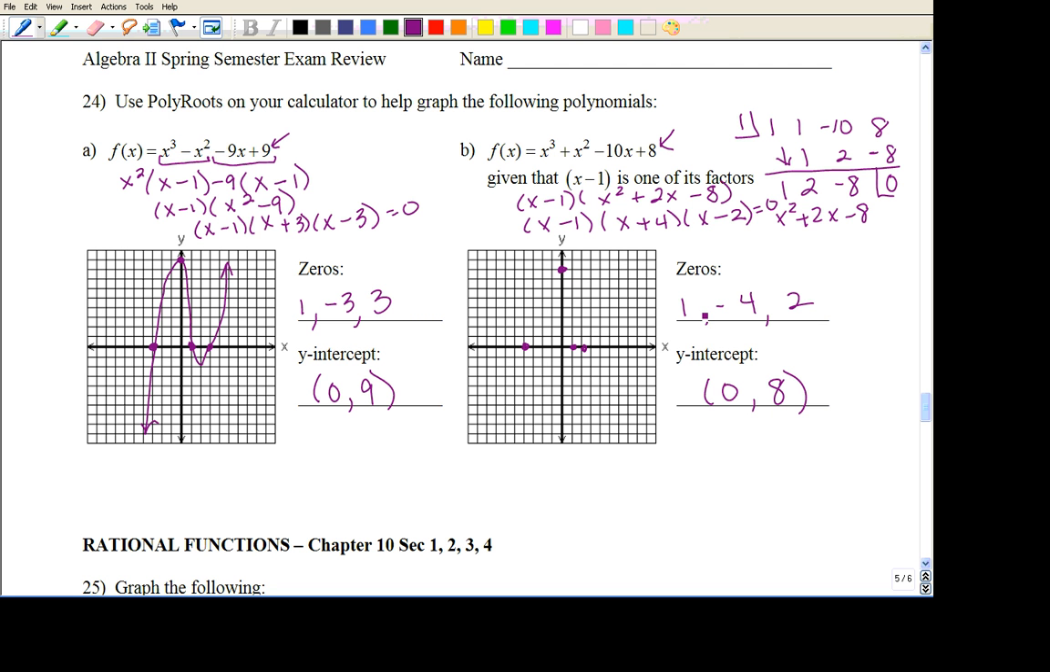Plot that point. Again, this one is positive, so the right side would go up. If it were negative, the right side would go down. The degree is odd, so the left side will do the opposite. If it had been even, the left side would have done the same thing as the right side. Then we just go through the points and connect them. And there's your graph.